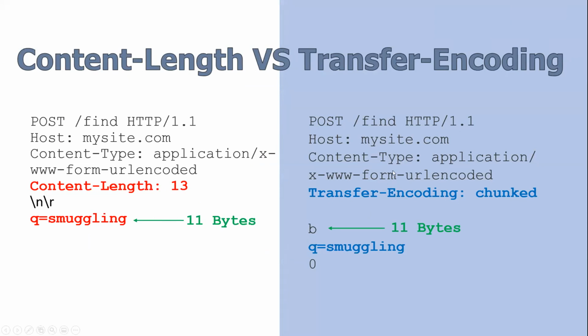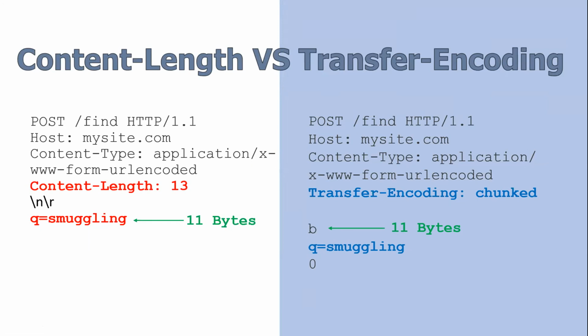Now, what are these? Let's look at the request on the left. You can see a POST request. POST means I'm sending you some data to the defined URL at mysite.com. You can see in red, there's something called Content-Length, and it says 13. What 13 means is the data I'm about to send you is 13 bytes big.